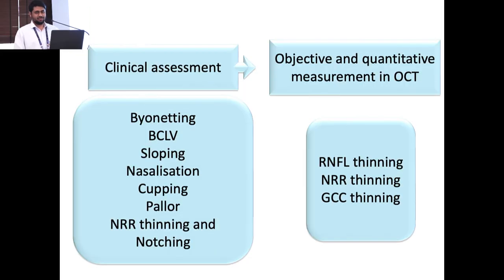And initially, we will be analyzing the optic nerve head. We have a lot of clinical signs to diagnose glaucoma and other optic nerve disorders. But now we have the OCT machine, and we can objectively and quantitatively analyze each and every parameter. The retinal nerve fiber layer thinning we can measure, the ganglion cell complex we can measure, the neuroretinal rim we can measure.